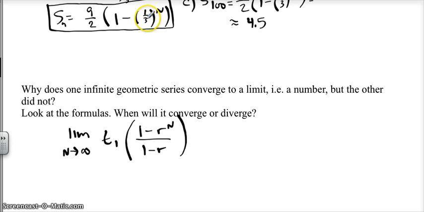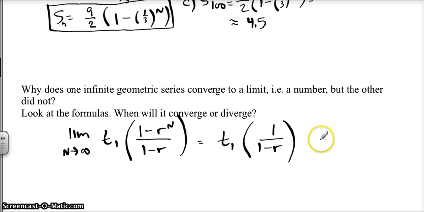So you have 1 minus 0. When you take the limit of this, it ends up going to t sub 1, and since this part just becomes 0, you are left with 1 over 1 minus r. Okay? So you end up getting this if the absolute value of r is a fraction, less than 1. Your r to the n is going to 0. That's what it's saying.